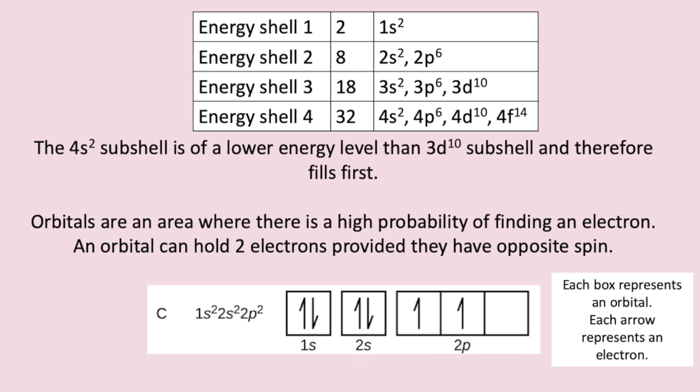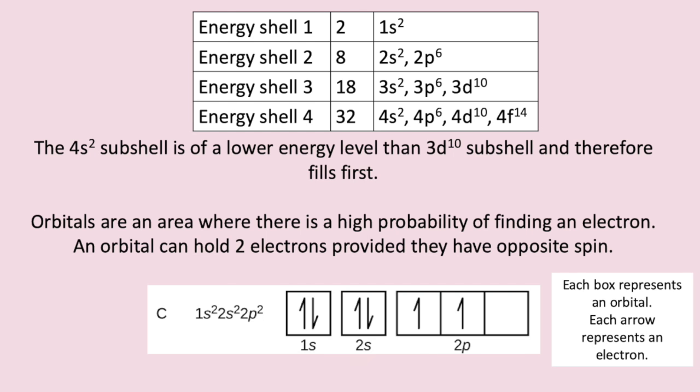The energy shells are further divided into subshells. The first energy shell, which holds 2 electrons, has the electrons in an s subshell. The second energy shell has s subshells and p subshells. An s subshell holds 2 electrons. A p subshell holds 6 electrons. In the third energy shell, there are s, p, and d subshells. A d subshell holds 10 electrons. In the fourth energy shell, there are s, p, d, and f subshells. An f subshell holds 14 electrons.